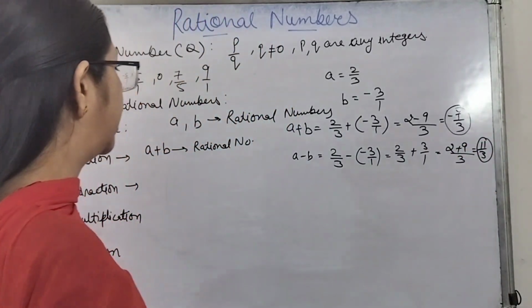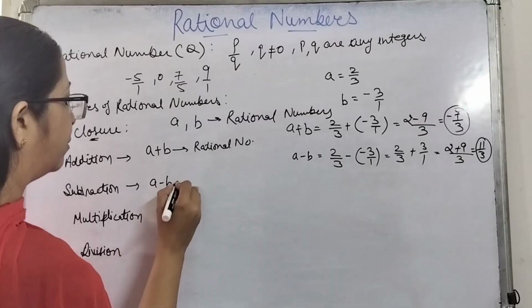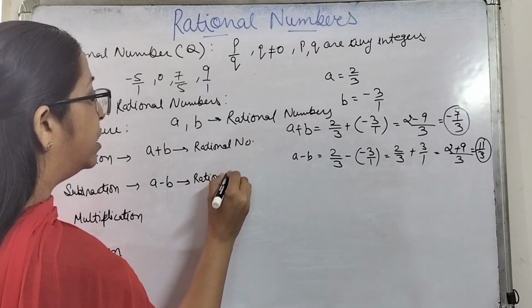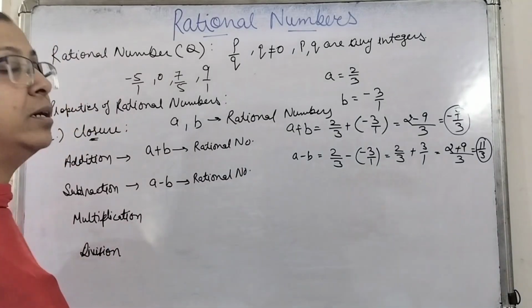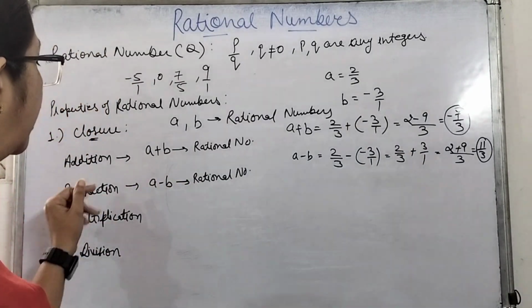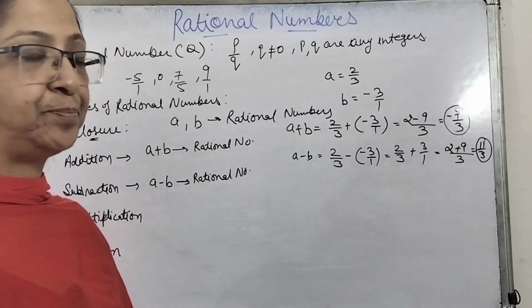So 11 by 3 is also a rational number. So when we subtract any two rational numbers, the result will also be a rational number. So we will say that rational numbers are closed under subtraction.